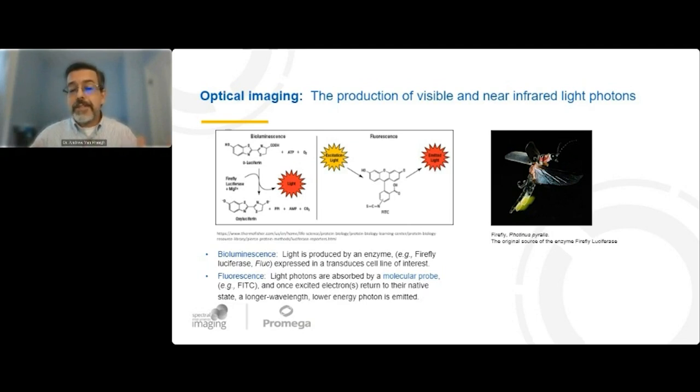Now, fluorescence is a very different mechanism. It generates light as well in the visible and the infrared spectrum, but it requires an external light source. And essentially what's happening is you get the excitation of your fluorophore, your fluorescing molecule. You get the excitation of specific electrons in that molecule that will then rise and immediately fall. And in going back to their native state, generate a longer wavelength of lower energy light. And that fluorescence too can be detected and recorded.